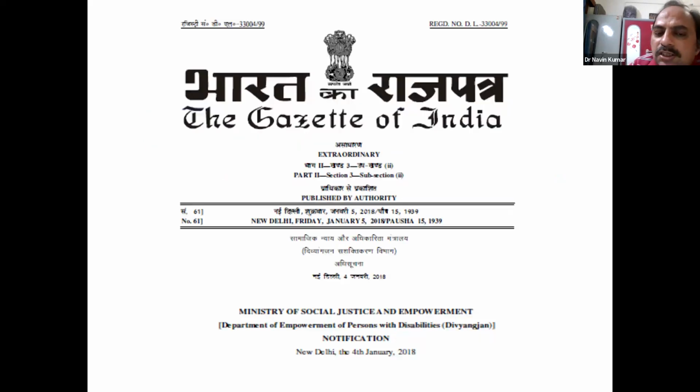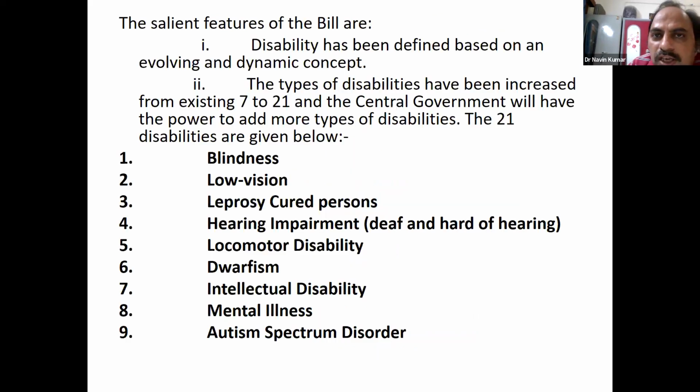So as per this RPwD Act, on 4 January 2018, the guidelines were notified in the Gazette. The salient features are that disability has been based on an evolving and dynamic concept. The types of disability, previously 7, have been increased to 21. And like I previously told, the central government will have the power to add more types of disabilities. So 21 disabilities are given. I will just go fast.